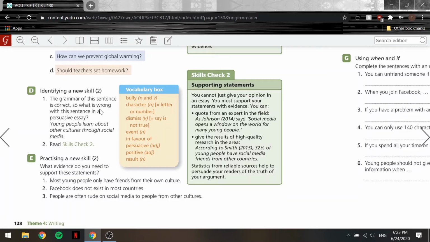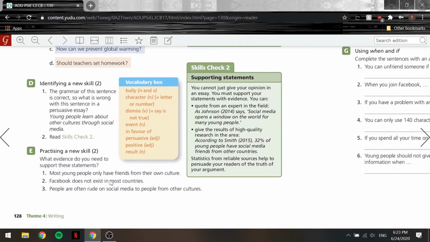Okay, so here we have E, practicing a new skill 2. What evidence do you need to support these statements? All right, so let's take a look at this statement below. Most young people only have friends from their own culture. Okay, well, I'm going to read all of them and then I'm going to combine them. I think that would be better. So, Facebook does not exist in most countries. People are often rude on social media to people from other countries. Okay, so it's pretty simple.